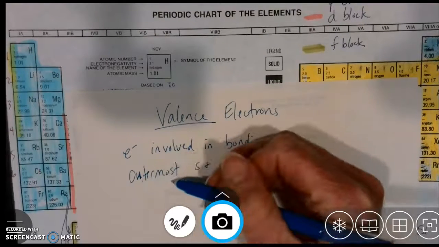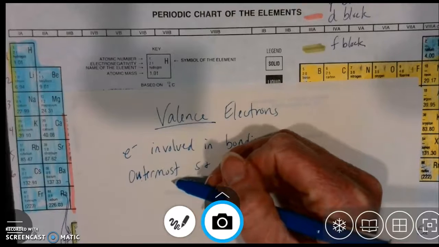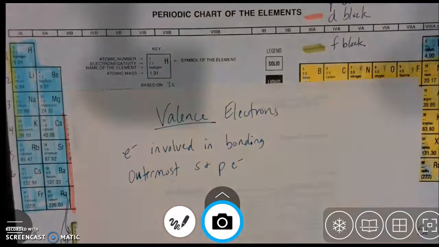The electrons that are furthest away from the nucleus are the ones that are most easily moved from one atom to another or shared by another atom, which are the two predominant forms of bonding.